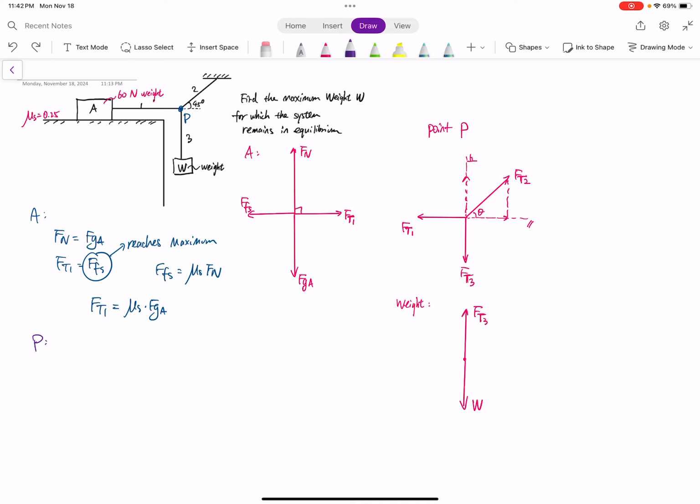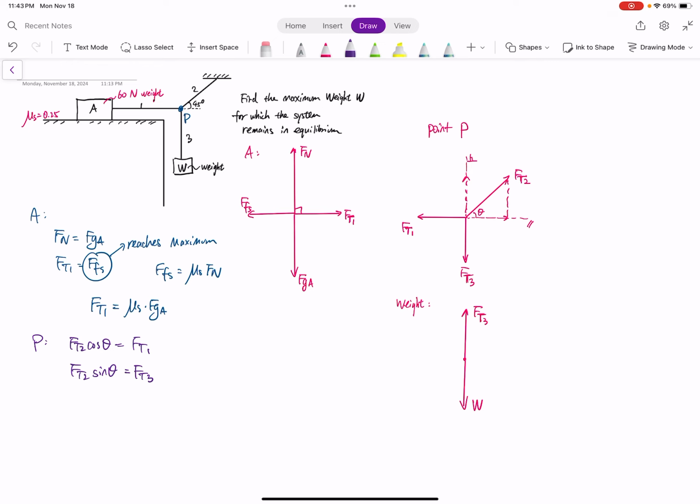So Ft2 cosine theta, which is this line, has to equal Ft1. And similarly, the upward component for the Ft2, which is Ft2 sine theta, equals Ft3.